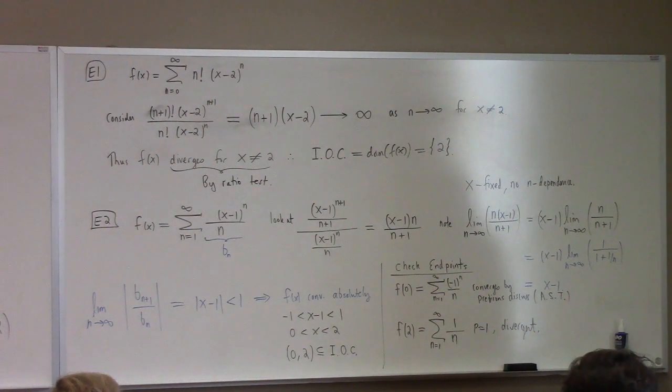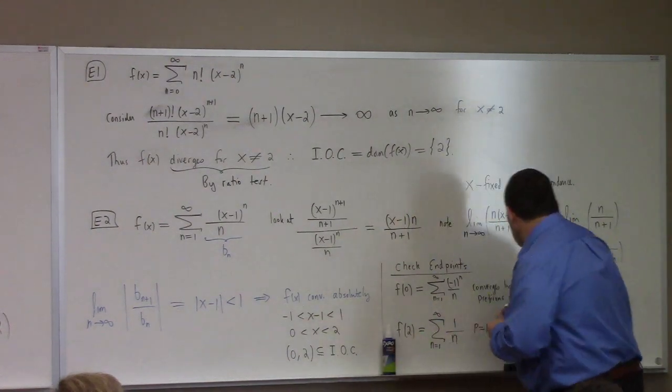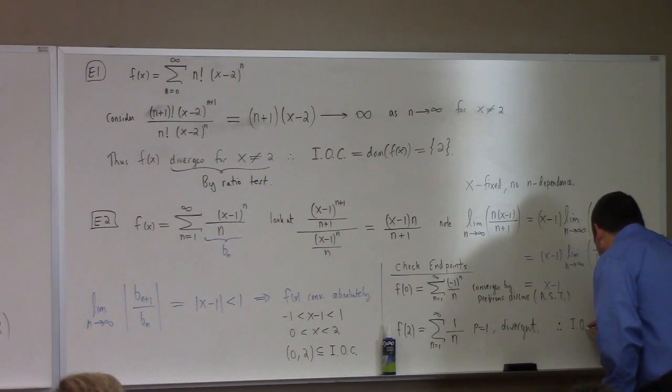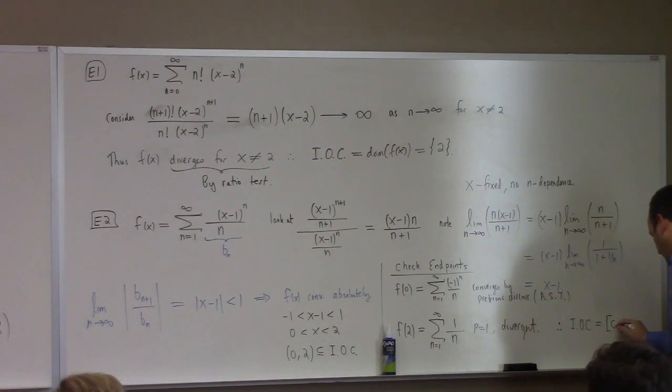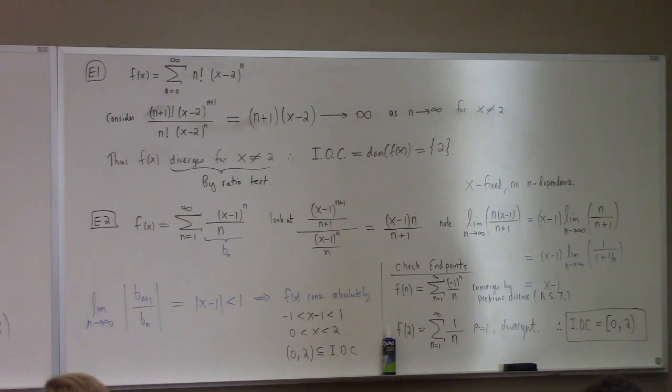So what's the interval of convergence then? Put this all together, what's the answer? So it looks like 0 is included, right? But 2 is excluded, and there you go. That's how you find the domain of a power series. Well, it's one way. We find the interval of convergence by the ratio test, and then check endpoints.